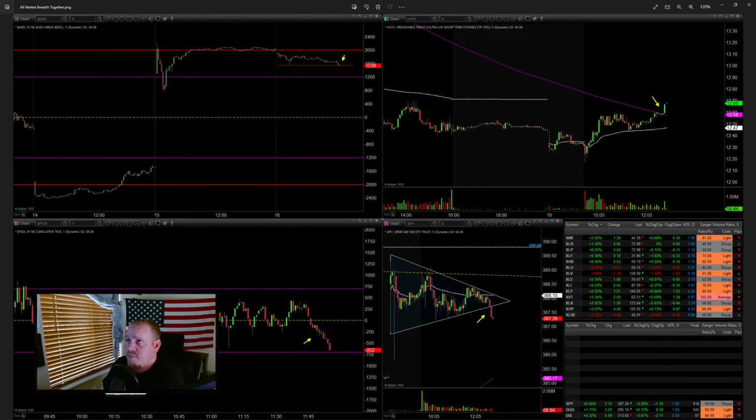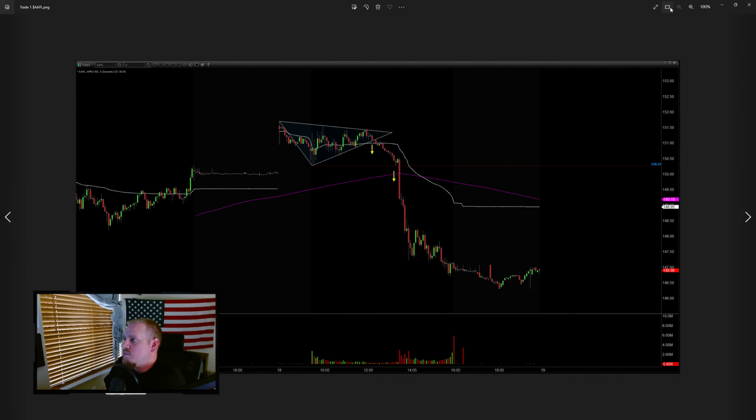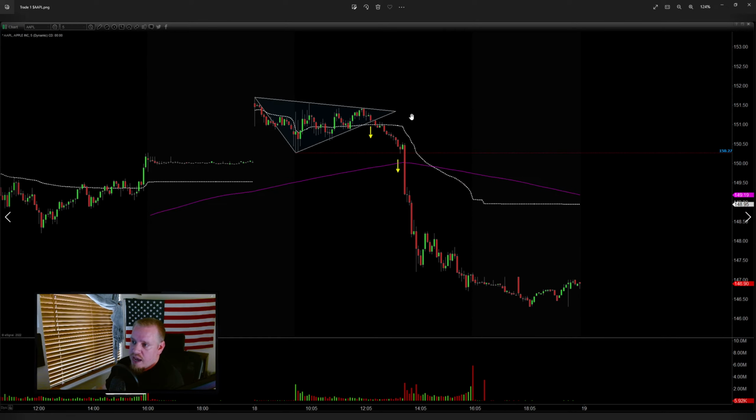Okay, now I want to show you what it would have looked like in an actual trade when all of this was coming together. I don't have my actual chart here, but I want to say this was about 12:15, 12:20. So let's look at the first possible trade here, and this is going to be on Apple.